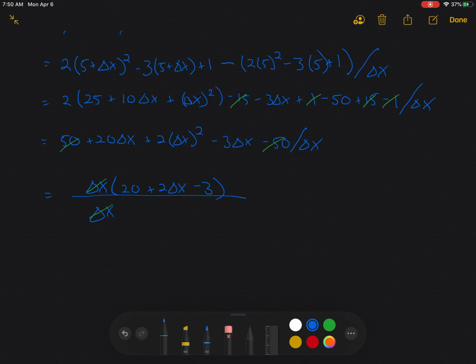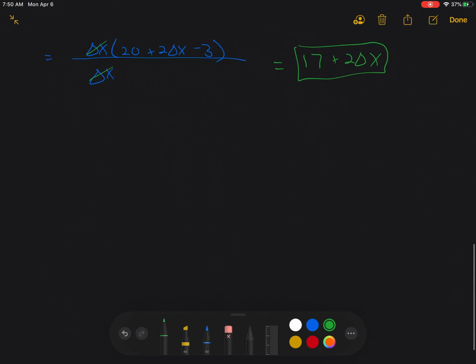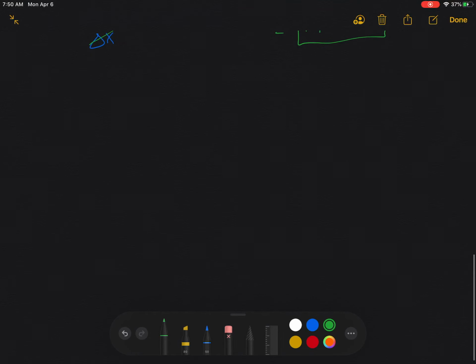Okay, your result when you simplify that all out is going to be 17 plus 2 delta x. So that's the average rate of change in that range. We're moving on down to our last part, C.